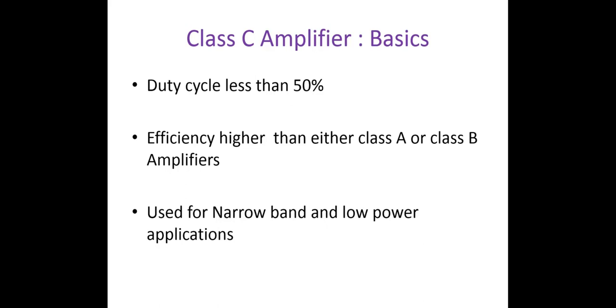So now we start with class C amplifiers. So here are some basics of these amplifiers. The duty cycle is less than 50%. How this is achieved, we will see in the next slide. The efficiency is higher than either class A or class B amplifiers, including the transformer coupled class A amplifier. And this is the consequence of having duty cycle less than 50%.